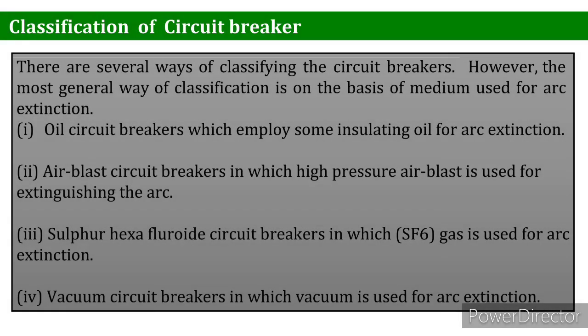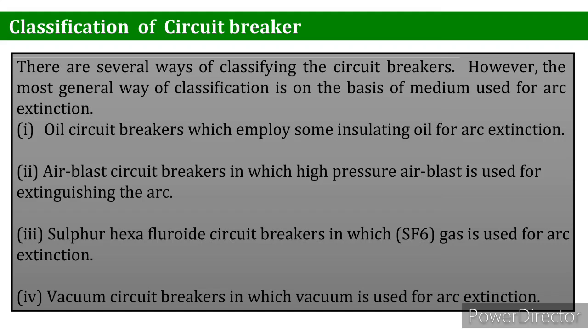Now we have the classification of circuit breakers. There are several ways of classifying circuit breakers. However, the general way of classification is on the basis of the medium used for arc extinction. Like we studied in detail about arc extinction or arc phenomena, on the basis of that arc extinction mechanism, we have divided them into four types. One is the oil circuit breaker. In this type of circuit breaker, oil is used for extinguishing the arc. That's why it is called an oil circuit breaker.